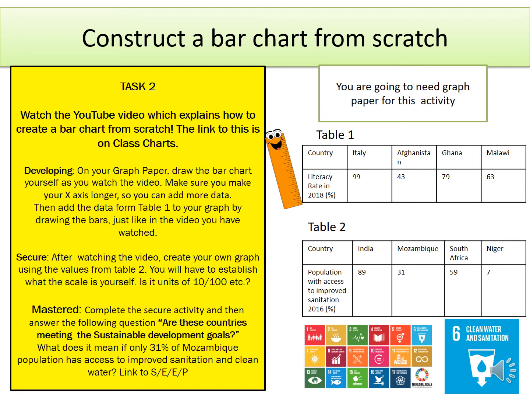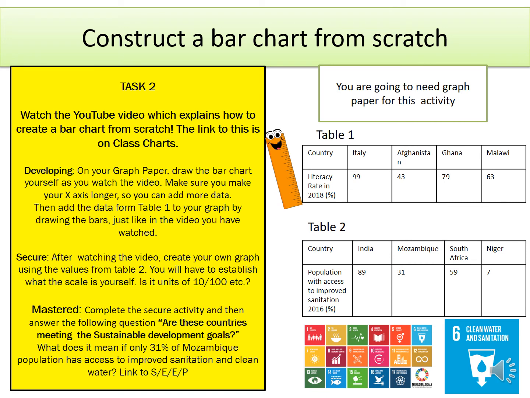What do you think? For the master task, so if you're aiming for grades 7 or 8 or even higher, you will have to complete the secure activity and then answer the following questions. Are these countries meeting the Sustainable Development Goals? What does it mean if only 31% of Mozambique population has access to improved sanitation and clean water? You have to link this to SEEP. So how are people affected?